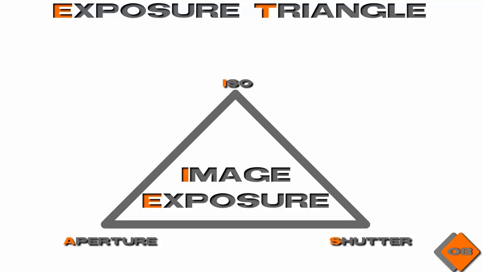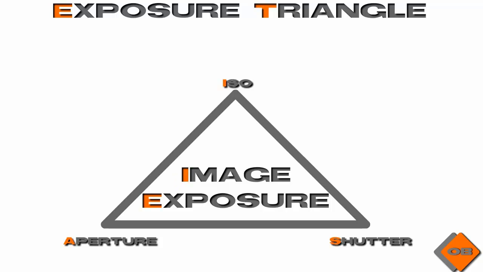So the next part of the exposure triangle is your aperture. Now you can think of the aperture as like the iris in your eye. If you were to go out into bright sunlight, what will happen is the pupil or iris in your eye would close down as small as possible to let less light in so that you can actually see and adjust to the bright light outside.